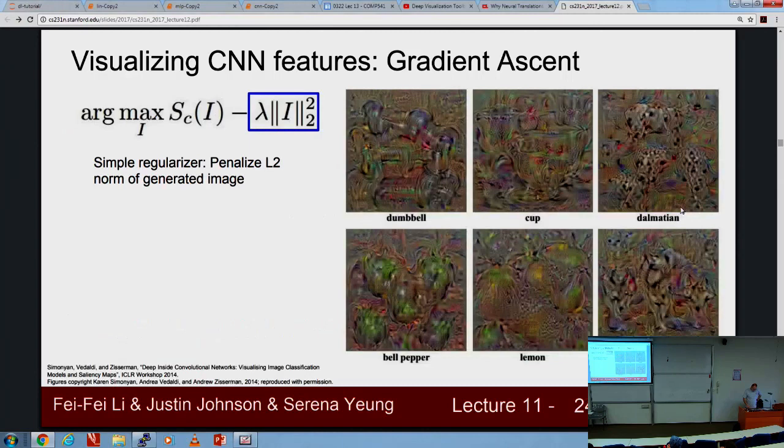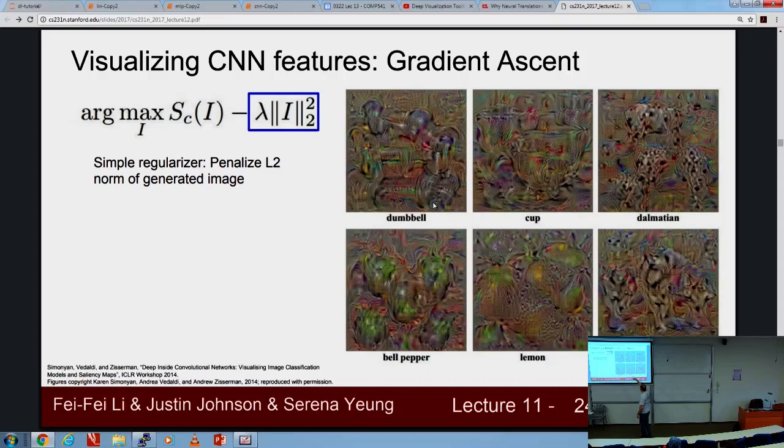So these are the types of things we get if you do this. These names were probably given by, I don't know if these are the actual classes. I think these are the actual classes. So you take VGG, and dumbbell happens to be one of the classes in the ImageNet competition for which this was trained. And you say, okay, here's the dumbbell neuron. What would excite the dumbbell neuron the most? And you get something like that. Looks like a bunch of dumbbells.